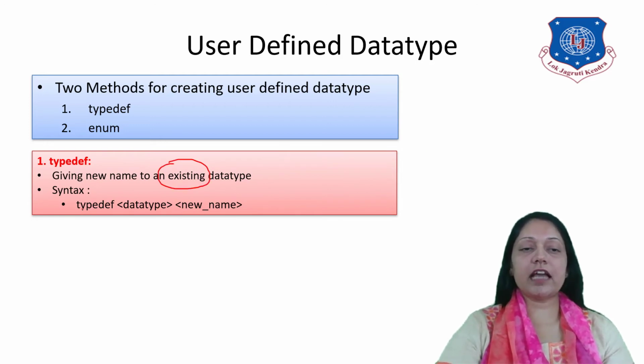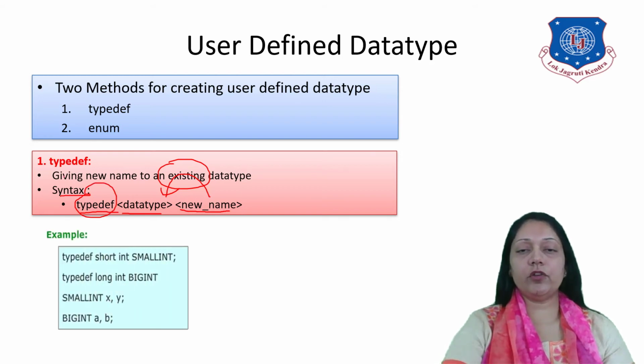How are you going to use typedef? Follow the syntax for this. The syntax is typedef, all in small letters. Then after a space, write down the data type name. Data type means the existing data type which we have already seen in the previous slides, like int, float, long double and so on. And after a space you give the new name for this particular data type. So you are giving a new name to this existing data type by using typedef.